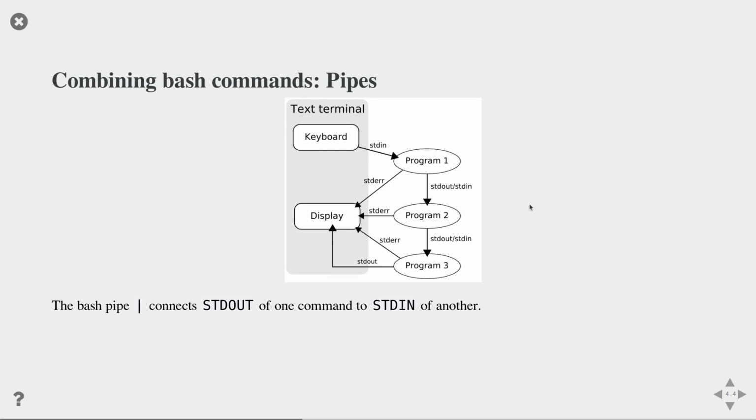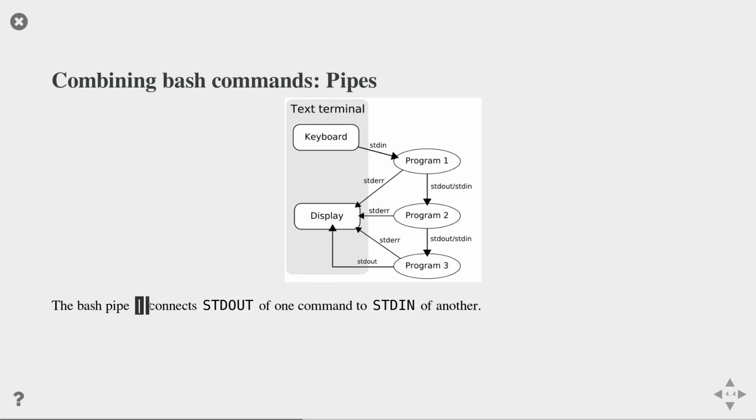This picture shows an example where we combine 3 programs with each other. Program 1 takes the user input from the keyboard and it passes its output through the standard output channel into the standard input channel of program 2. The standard error stream is redirected to the display so that the user can see potential error messages. Program 2 also displays the standard error stream on the display, but it passes the standard output stream to the standard input stream of program 3. Program 3 passes the standard error and the standard output stream to the display so that the user can see the results. This concept of connecting standard output and standard inputs of 2 programs is called pipes in Bash.